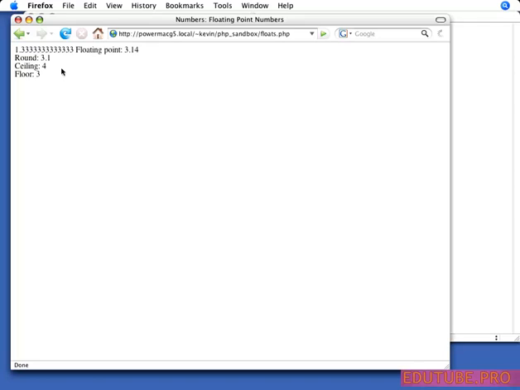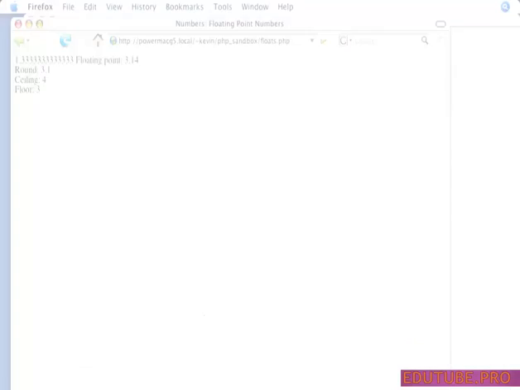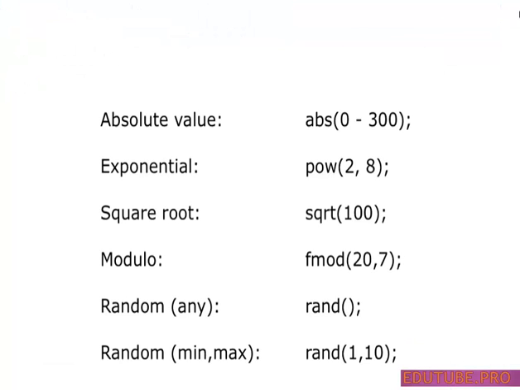Now, there are a lot of other math functions, and I'm not going to go into all of them. You can go onto php.net and look up the ones you need when you need them, but I'm just going to show you a couple more, and you can try them on your own if you want. There's absolute value, which is ABS, and that will take the absolute value of something, give you the positive number if it's a negative number. So I've created 0 minus 300, which of course will give us negative 300, and then it'll turn that into a positive value. We can take the exponential expression, which is pow for power, so 2 to the 8th power. Square root will give us the square root of a number.